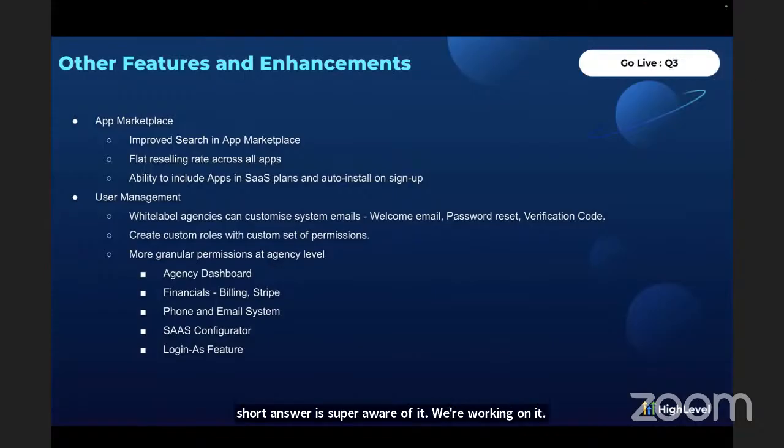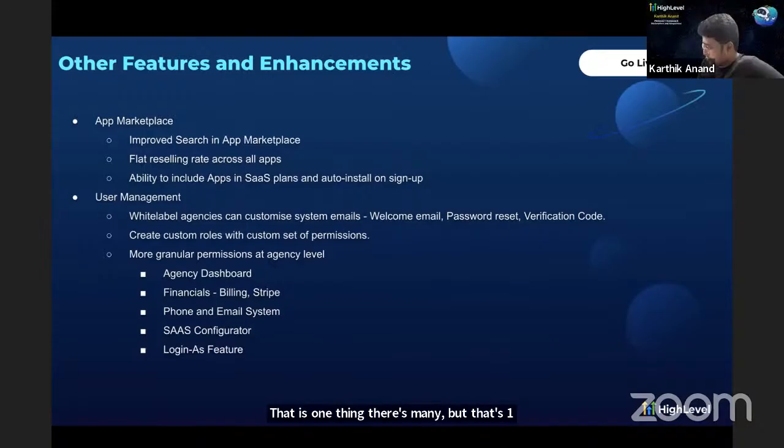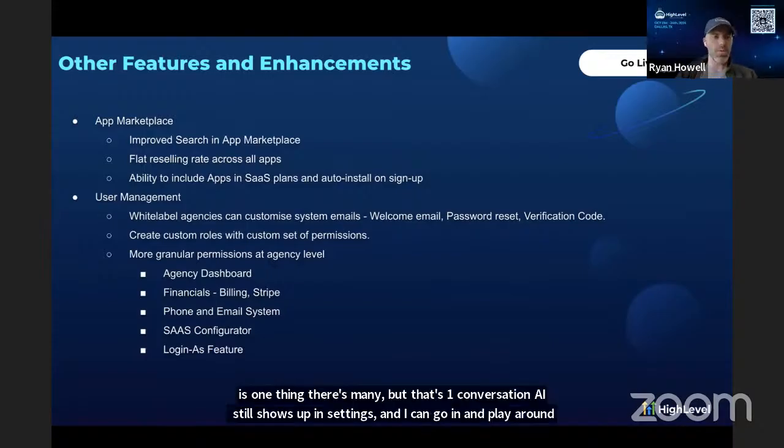Yeah, Karthik, one example would be conversation AI. I have that turned off in reselling for this account. Either way, the only two things I have selected are memberships and communities. But that is one thing. There are many, but that's one. Conversation AI still shows up in settings, and I can go in and play around with it. Yep. Totally got it.